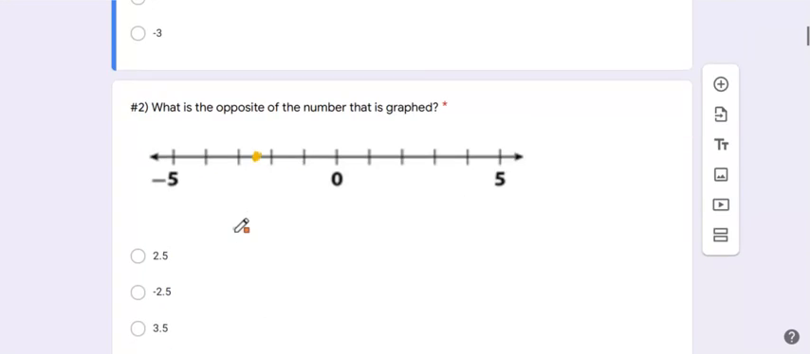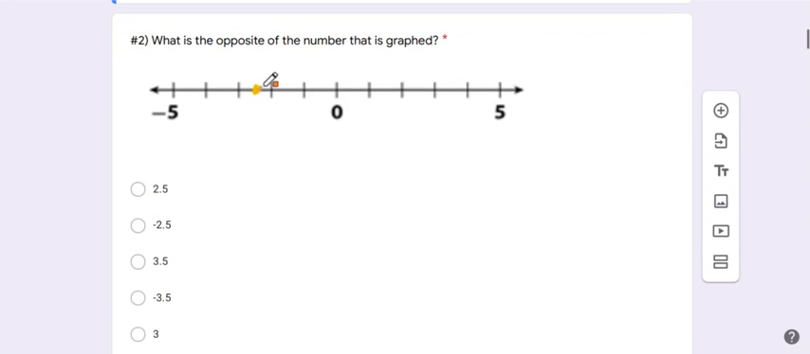Number 2 is very similar. Okay, you have a negative number. That orange dot is a negative number. I know that because it's to the left of 0. And again, if I want the opposite of this number, I want the opposite of that. So it's going to be a positive something, okay, because that's going to be the opposite of a negative number.